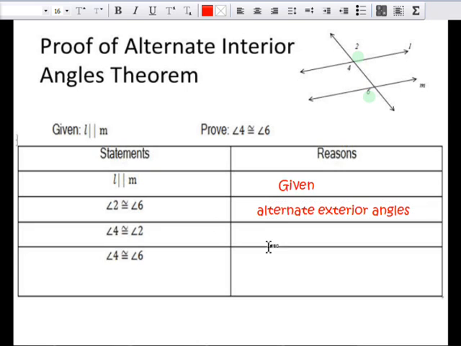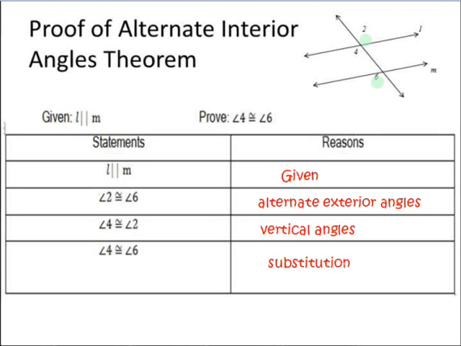Then we know that 4 is congruent to 2. Well, 4 and 2 are these two angles here. Hopefully you just thought to yourself, those are vertical angles, because if you did, you were right. And then if 2 is congruent to 6 and 4 is congruent to 2, then 4 is congruent to 6 by substitution. And that's it. A little proof job there for you.